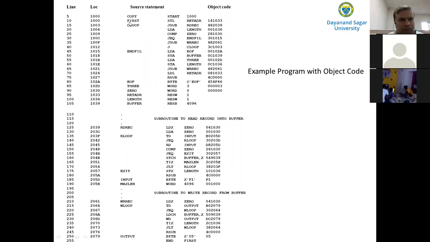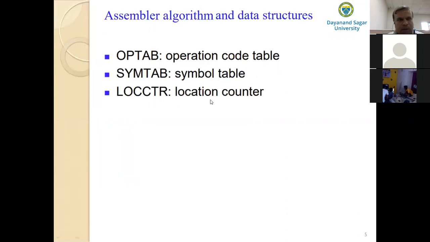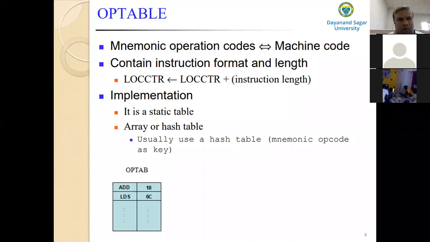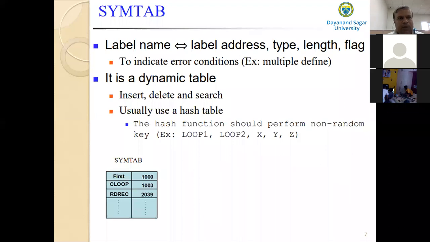Say for example, for the label FIRST, what is the value or address? 1000. Similarly for CLOOP, what is the address? 1003. It is the value. For ENDFIL, it is 1015. For EOF, it is 102A. So like that, this symbol table includes the name and value of each symbol in the source program, together with an indication of error conditions.